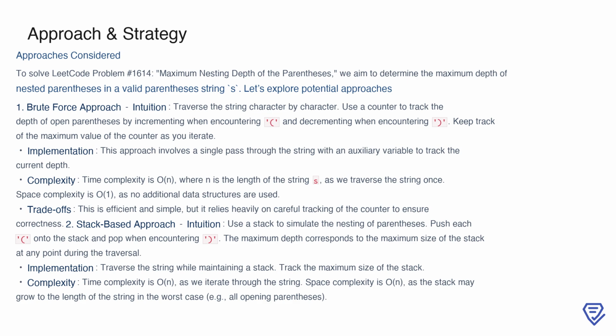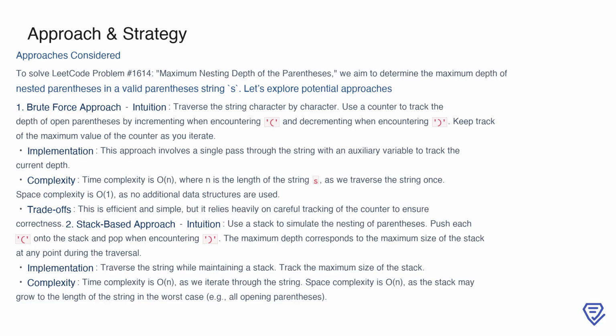nesting depth. This approach is efficient because it only requires a single pass through the string, giving it a time complexity of O(n), where n is the length of the string. Additionally, it doesn't require extra memory beyond a few variables, making its space complexity O(1). However, its simplicity comes with the trade-off that we must carefully manage the counter to ensure correctness.